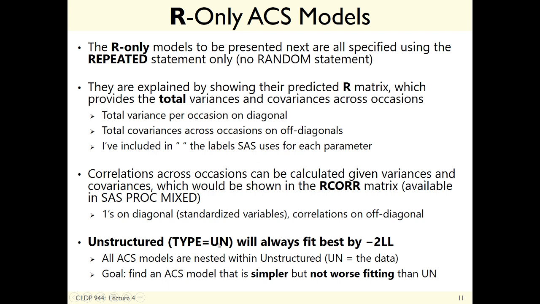One other thing to keep in mind as we go through this is that unstructured is always going to be the best. What we're looking for is something simpler that is not significantly worse. So this is not an exercise in trying to get the model to fit better. It's an exercise in trying to get it simpler, but just as good. If you can't have unstructured because you don't have balanced data or you have too many occasions, then you don't really know what's best. All you can do is keep adding stuff until what you've added doesn't help anymore.